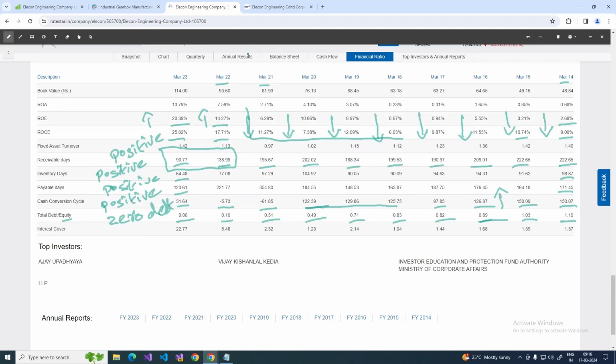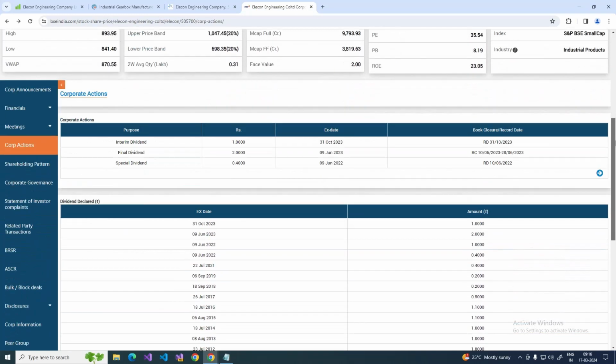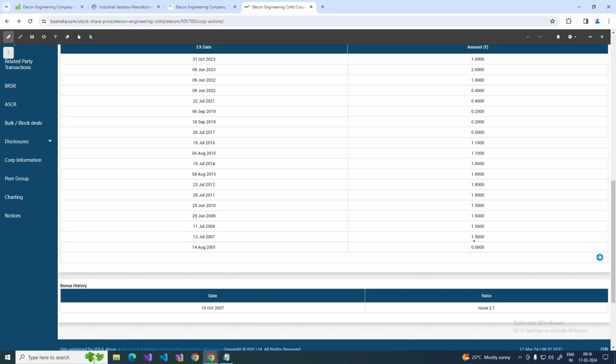Now we'll see the dividends. Open the BSE site. Here under corporate actions we have dividends. If you see here, they started to give dividends in 2007. In 2007 they gave 1.5 rupee, here 1.5 rupee, 1.5 rupee, 1.5. Later in 2011 it increased to 1.8. So here it is constant. Then later in 2011 increased to 1.8, 1.8.